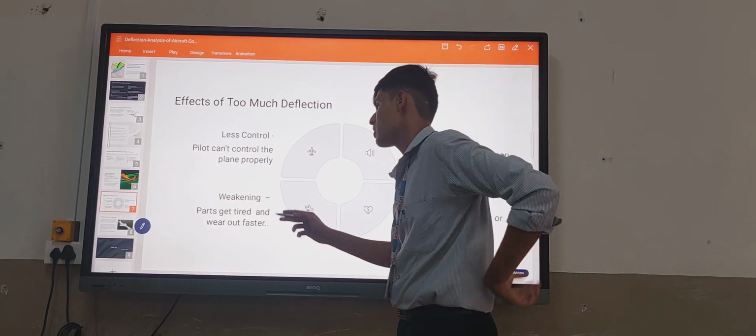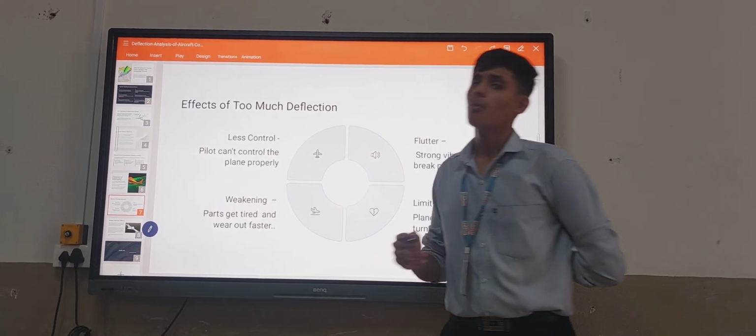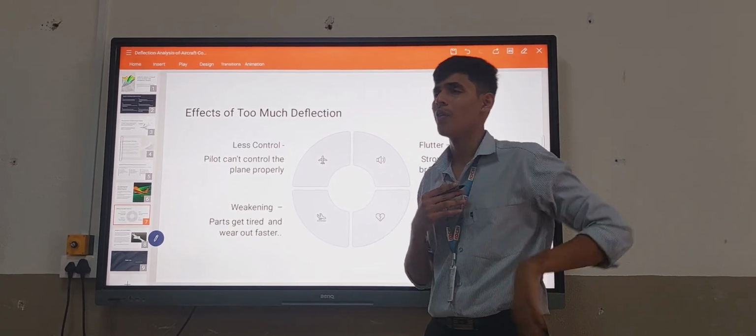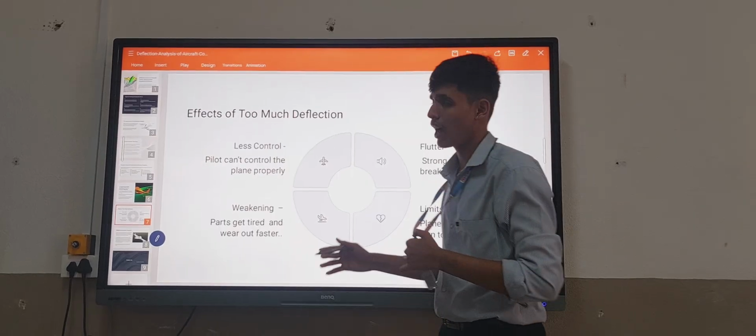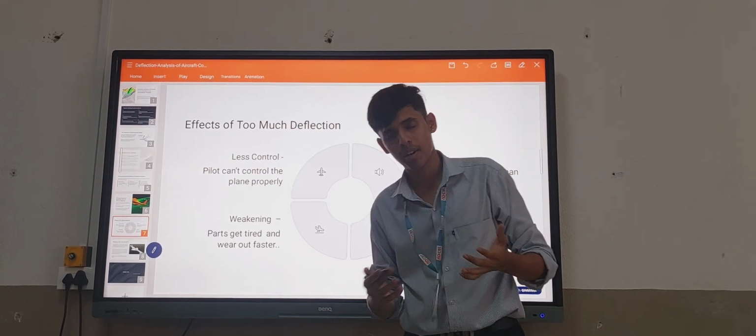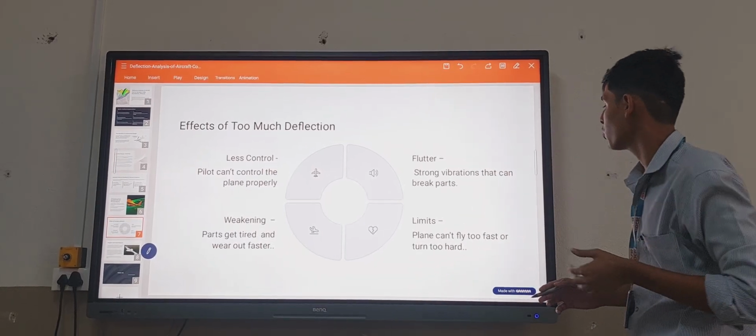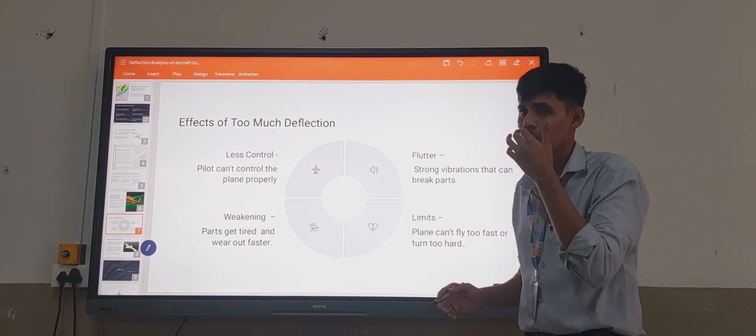Then, part fatigue: parts get tired. Parts like engines are very important for our aircraft. After a certain time, parts will get tired, so they also need rest. Talking about the limitations: the plane can't fly too fast during turning. There are some limitations.